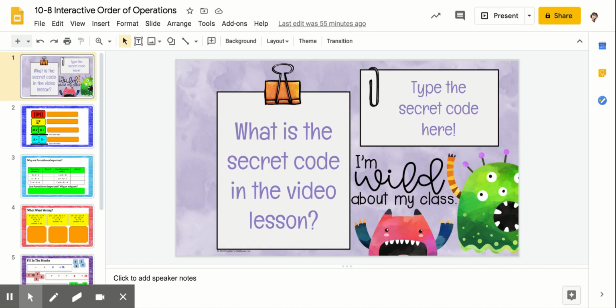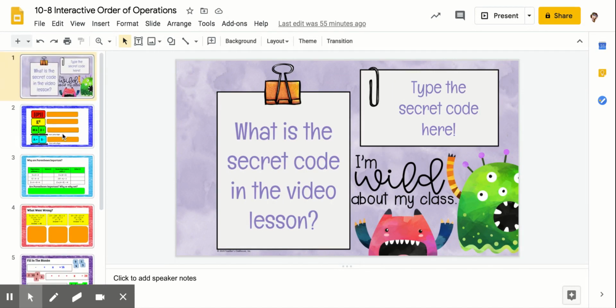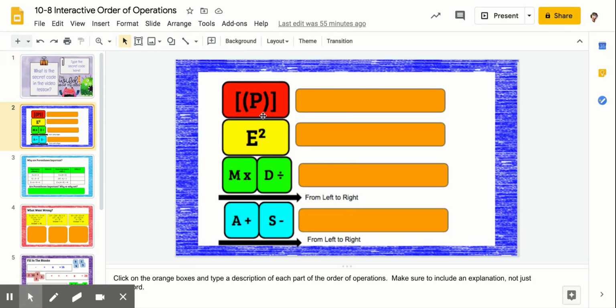All right, y'all, here is your assignment for today. We've got a Google slide activity all about order of operations. So first off, on our second slide, we have what PEMDAS is, right? And in the orange boxes, you are going to tell me what those letters stand for, right? What are we solving for? What order are we doing it? So what does P stand for? What does E stand for? M, D, A, and S.